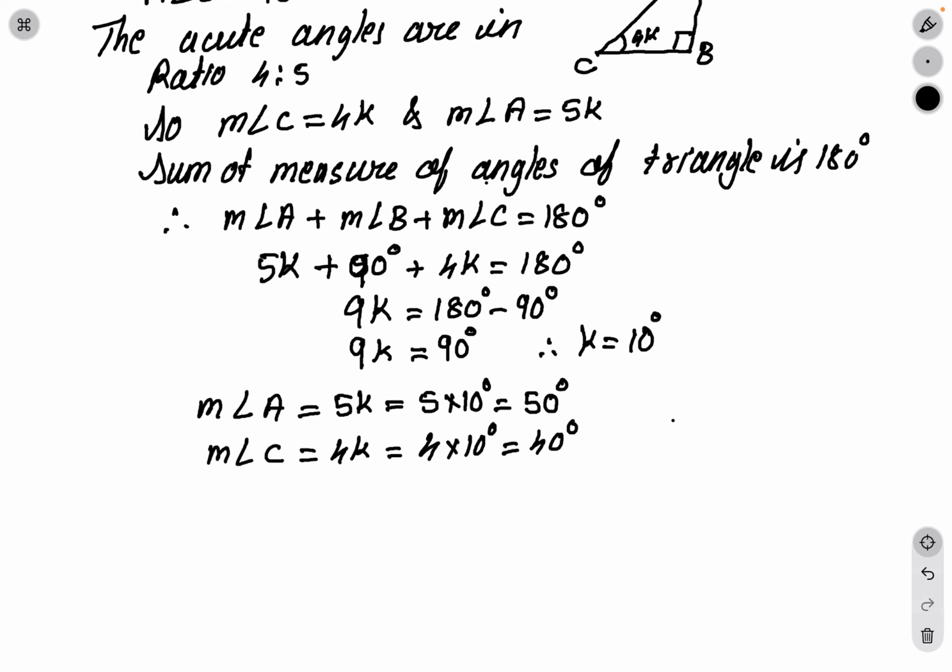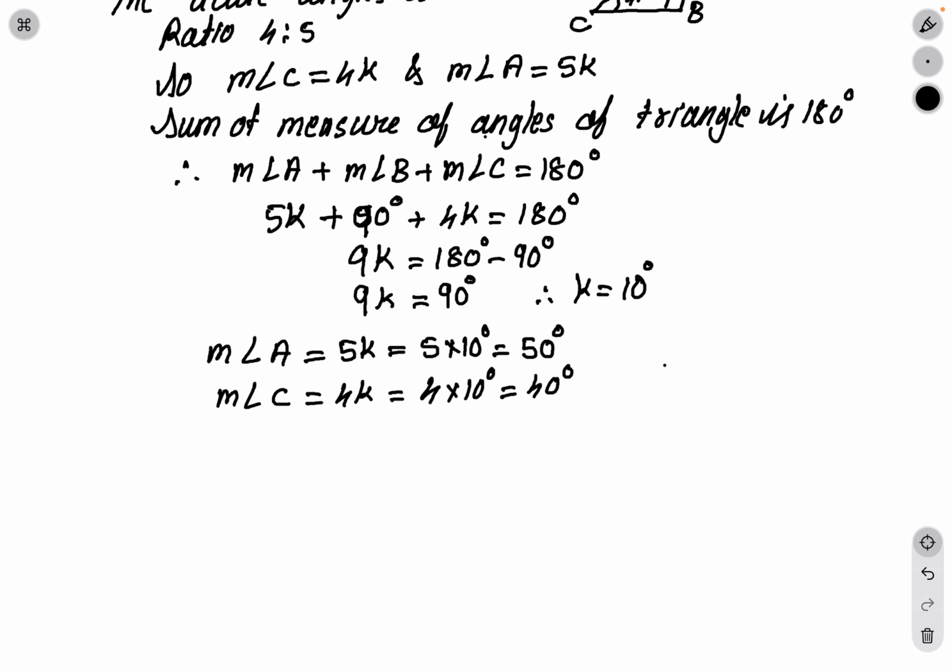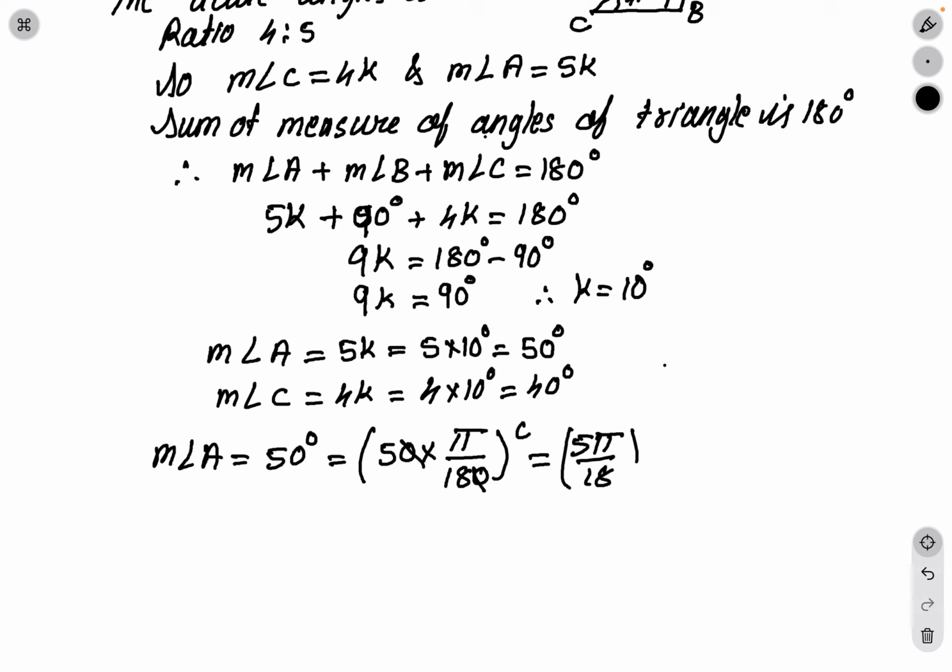अभी हम इसे रेडियंस में कन्वर्ट करेंगे. Measure angle A is equal to 50 degrees. तो अब इसे रेडियंस में हम कन्वर्ट करेंगे. तो ये हो गया 50 into pi upon 180 radians. तो कैंसिल होने के बाद 5 pi upon 18 radians.